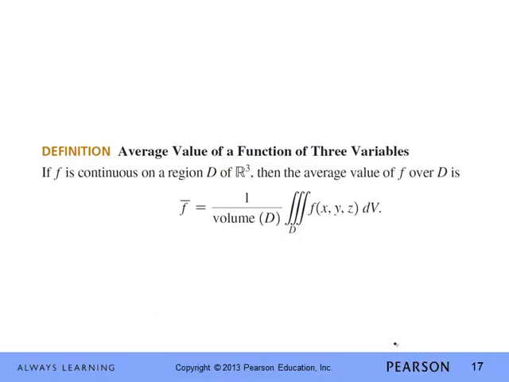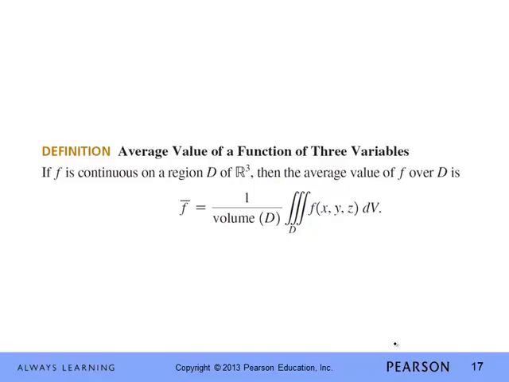Working out the average value of a function is the same as what we learned in the one variable case and the two variable case. Analogously, in 3 dimensions, you integrate your 3 variable function over the given 3-dimensional region and then divide the value of that integral by the volume of the region that you integrated over.